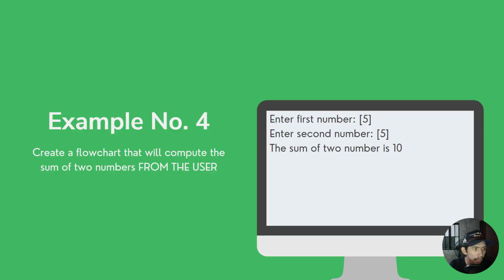Alright, for our last example that we're going to cover in this video, the prompt is to create a flowchart that will compute the sum of two numbers from the user. As our example, we have here: enter first number, and the user typed, for example, 5. Of course, it depends on the user what they type, whether 3 or 50. Then enter second number, and they also entered 5. The sum of two numbers is 10.